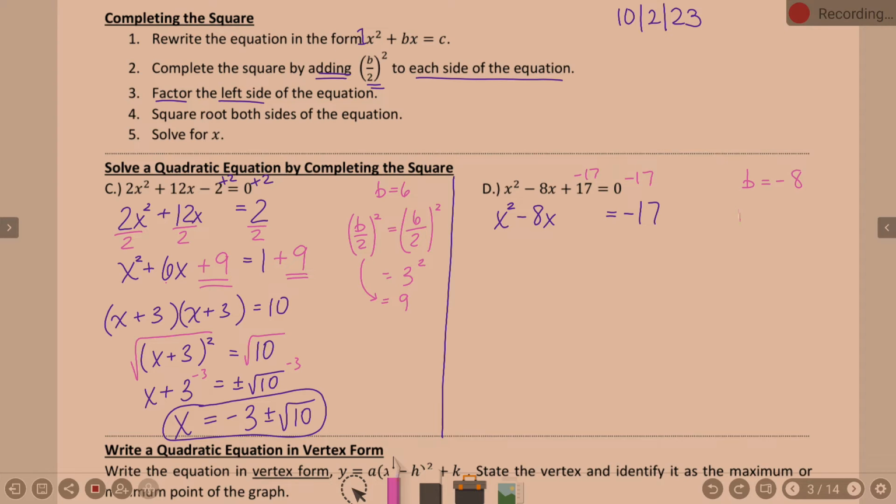So it doesn't really matter. And then we're going to do that b over 2 quantity squared. So negative 8 divided by 2 quantity squared. Negative 8 divided by 2 is negative 4, and negative 4 squared is 16. What are you doing with that 16? Putting it in. Okay. We're adding on both sides. I didn't say leave a gap this time. Did you leave a gap? Yep. So we're adding it on the left and we're adding it on the right.